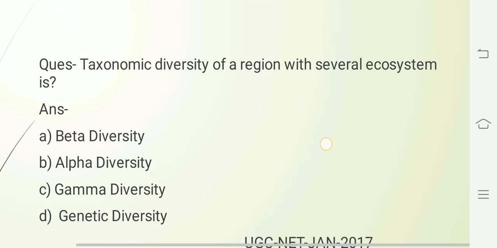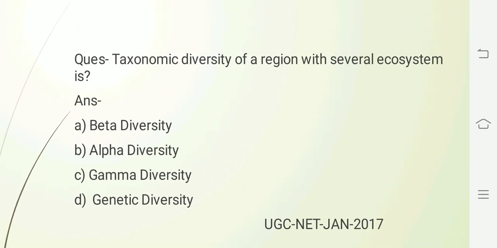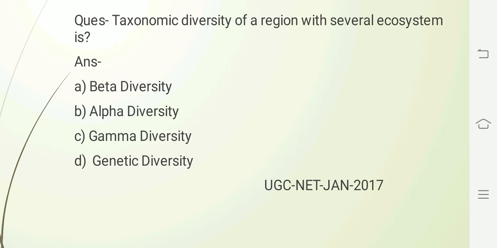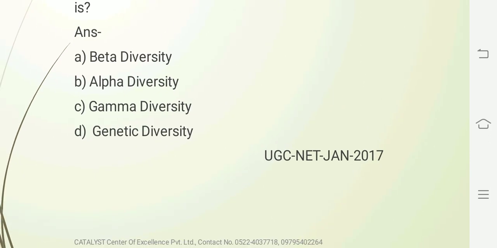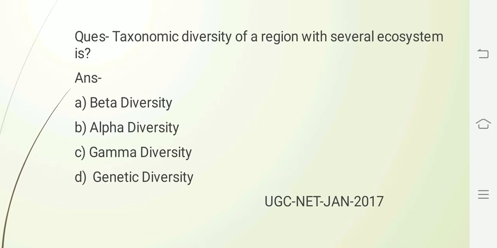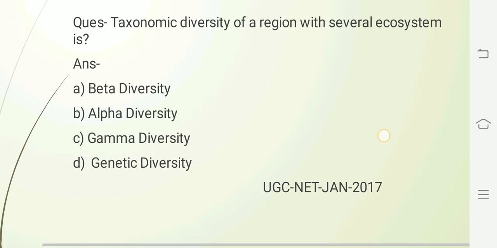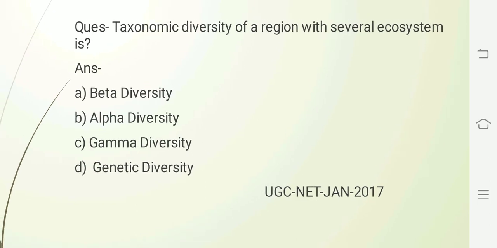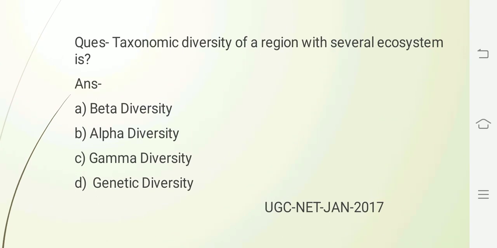Okay, and your second question is, taxonomic diversity of a region with several ecosystem is, your options are beta diversity, alpha diversity, gamma diversity, genetic diversity. And this question has been asked in UGC NET January 2017. And the answer of this question you will give me in the comment section below.